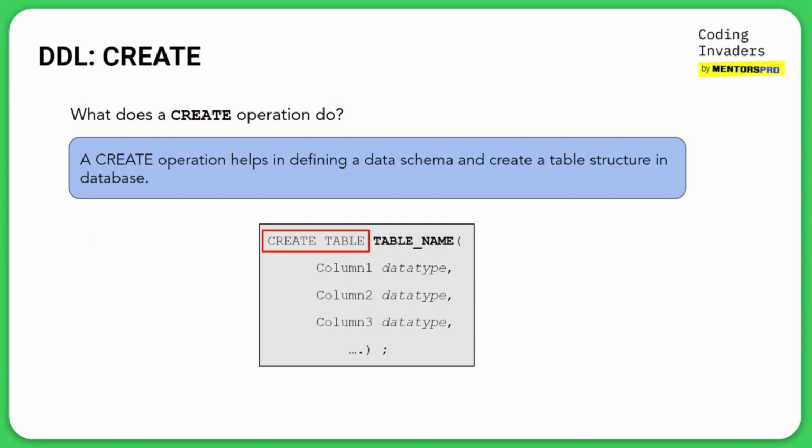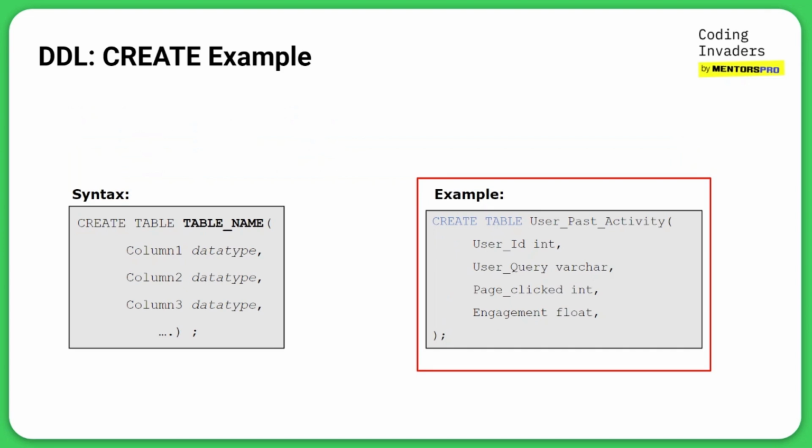Create table is the main command to create a table. Then we have the table name, a bracket starts, and then we have pairs of columns and their data types separated by commas. And at the last we have a closing bracket and a semicolon. Let's understand this with an example.